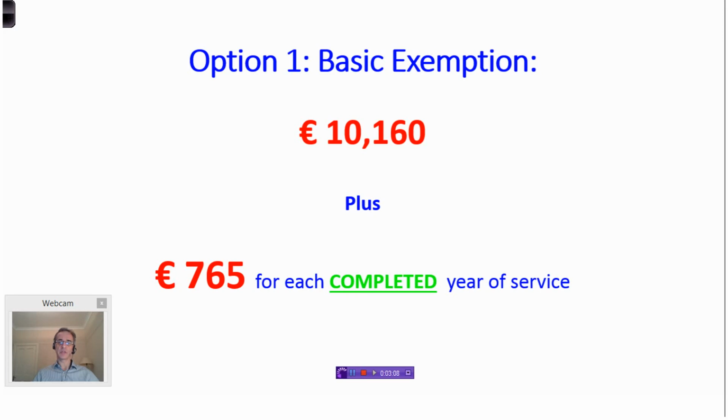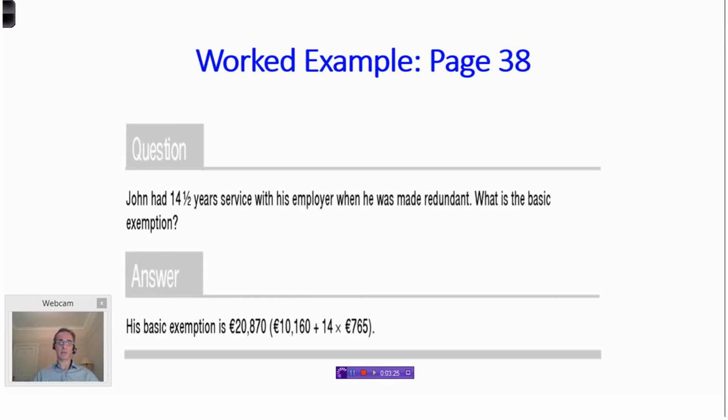Draw your attention to that word: completed years, not part years. So to calculate the basic exemption, we just take 10160 and add 765 times the completed years of service. I'll show you a quick example on that now. Again, this is from the BPP text FA12 on page 38.